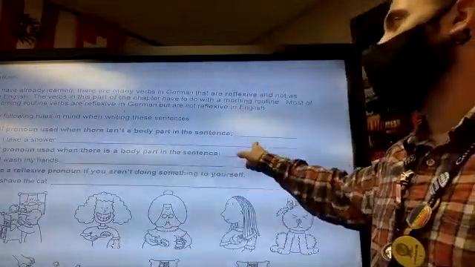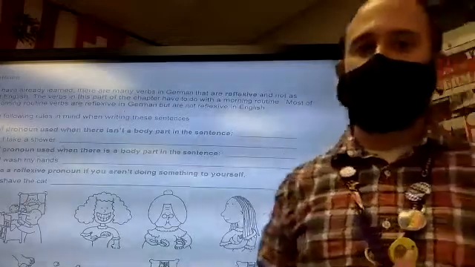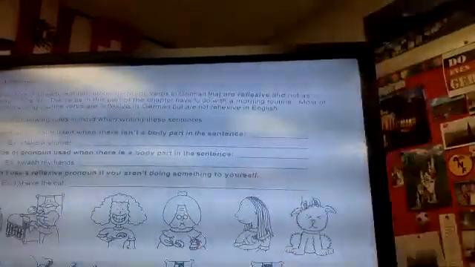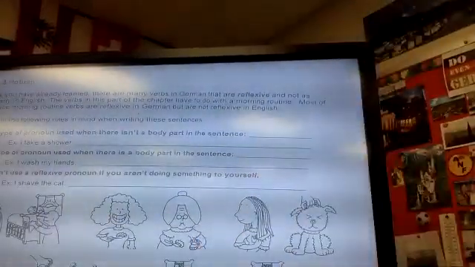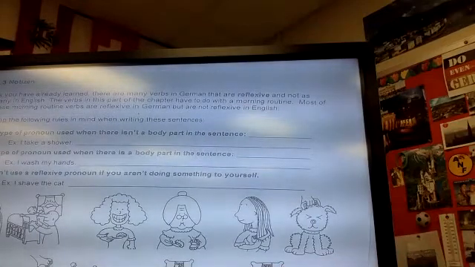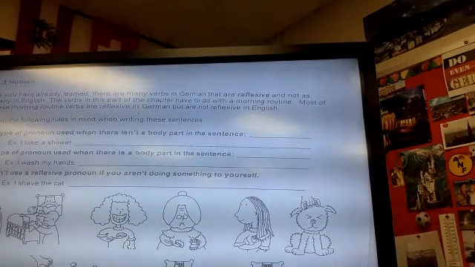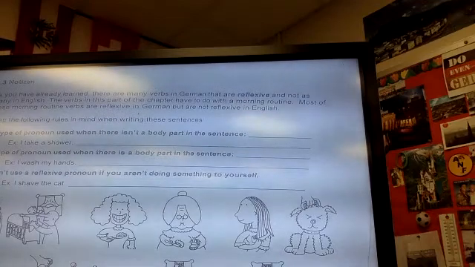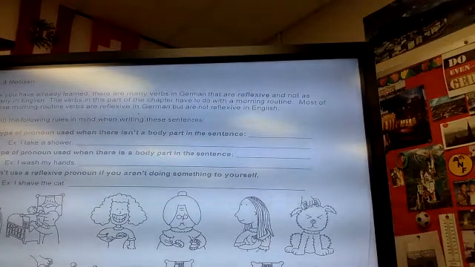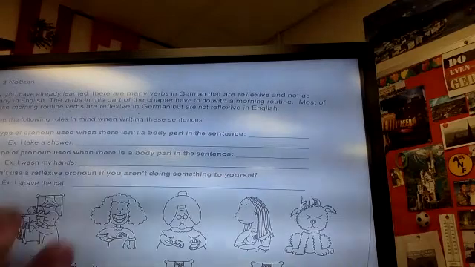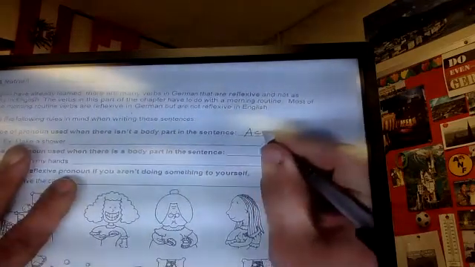So, the type of pronoun used when there isn't a body part in the sentence. Let's get this written down. When there is not a body part, if I just say ich kämme mich, or ich dusche mich, or ich rasiere mich, I'm not being specific on what I'm combing or showering or shaving, then it is accusative.